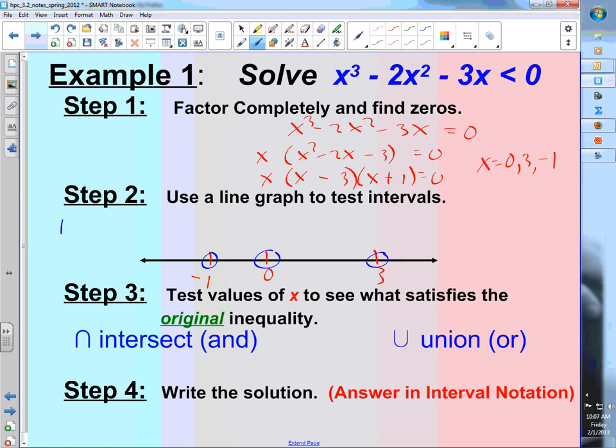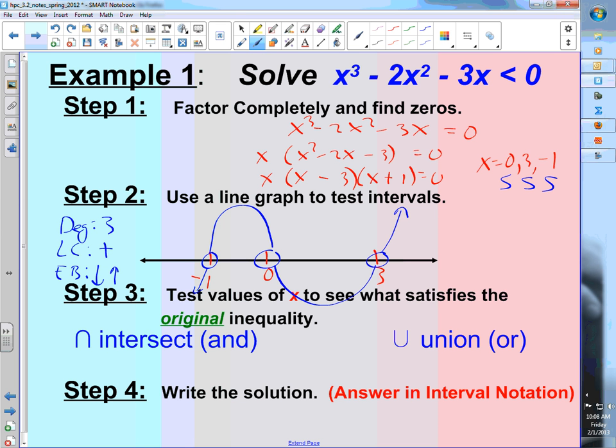What is the degree of your polynomial? 3. The leading coefficient is positive, so the end behavior is down and up, and each of your roots are singles, right? Single, single, single. That means you go through all of these roots. So if we're down on the left, we're going to come up, go through, go through, go through. That's what the graph would look like.